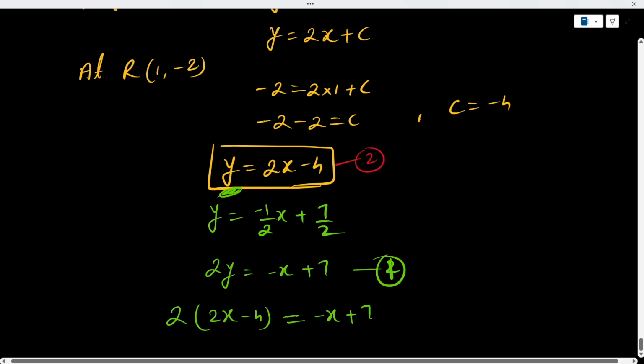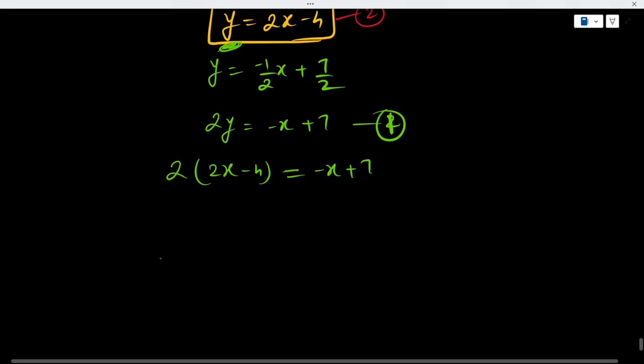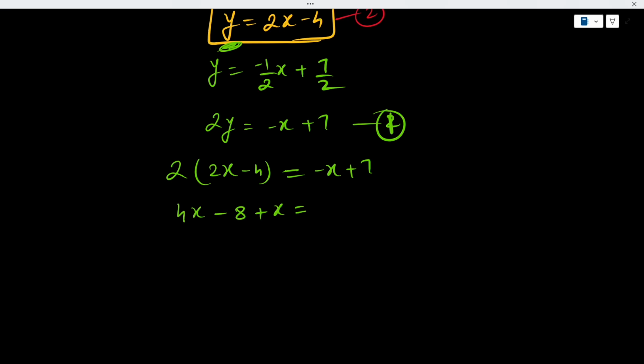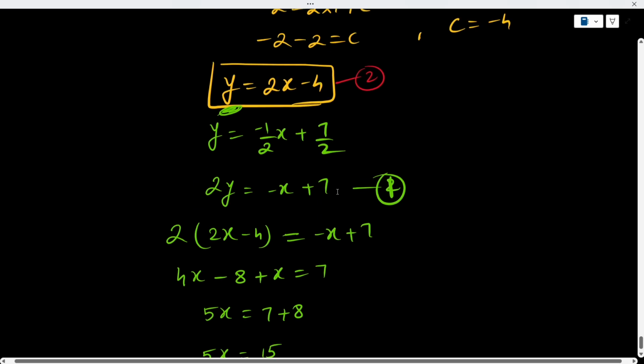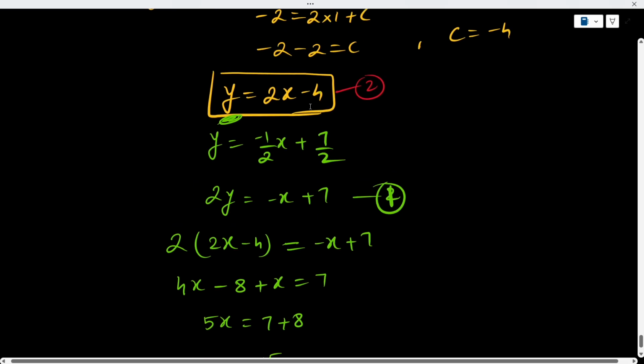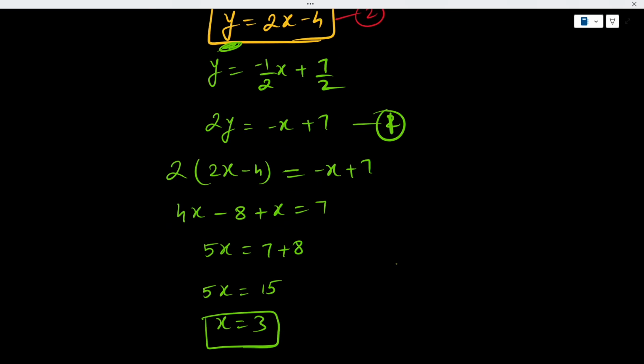You can substitute the value of y. Now if you simplify, 4x minus 8 plus x equals 7. So that is going to be 5x equals 7 plus 8. So 5x is 15 and x is going to be equal to 3. Now once you get x as 3, you can substitute into any one equation to get the value of y. Now y equals 2x minus 4, right?